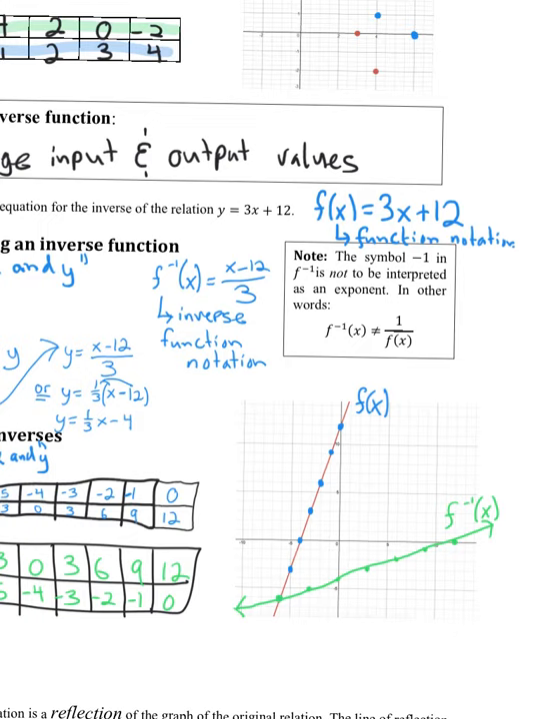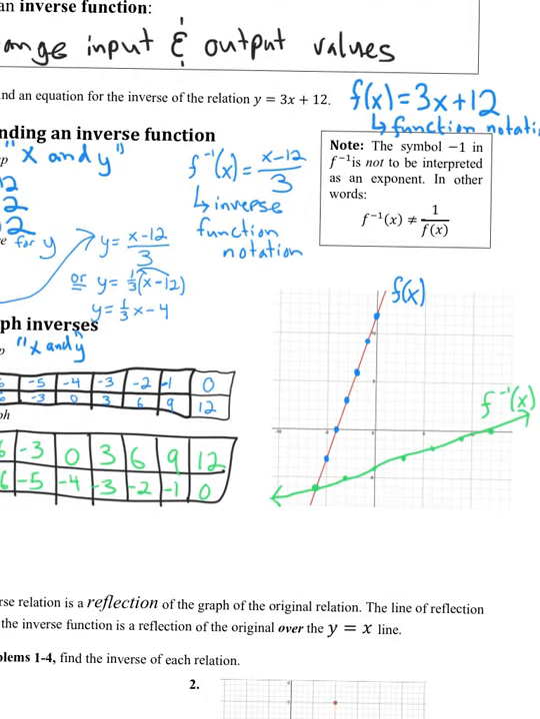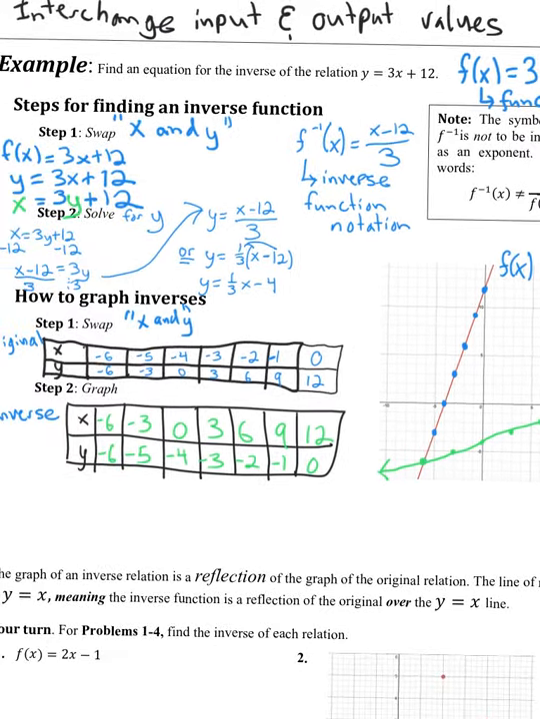Okay. The last thing I want to mention real quick before we move on, there's a note on the start of page 2 that says the graph of an inverse relation is a reflection of the original relation, and the line of reflection is y equals x. So I'm gonna highlight that real quick. Yeah, there's the line of reflection, y equals x, and it's going to reflect over that line.